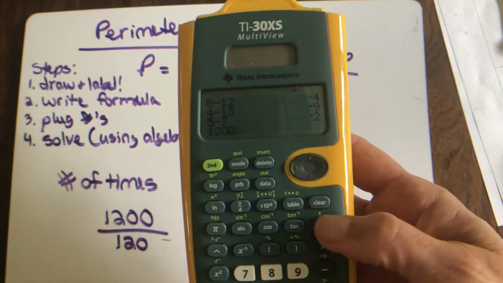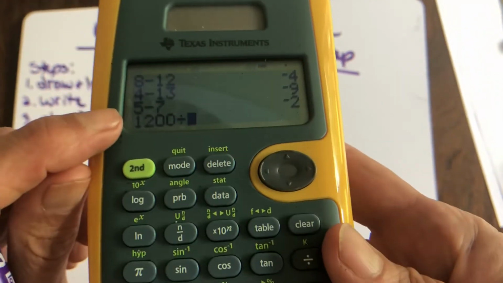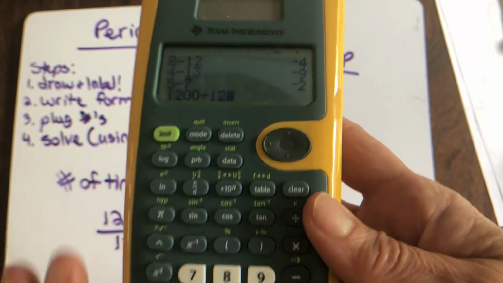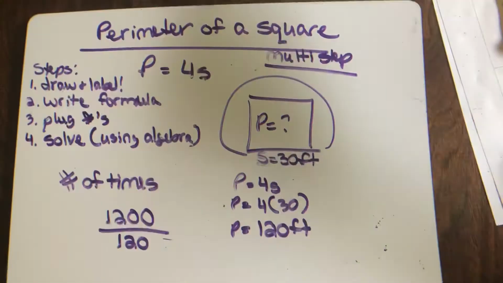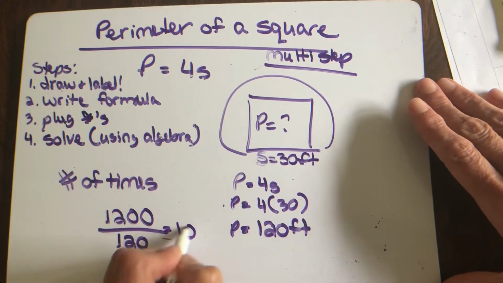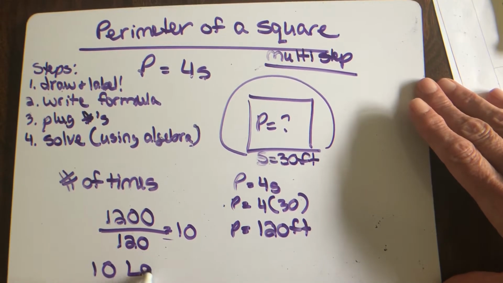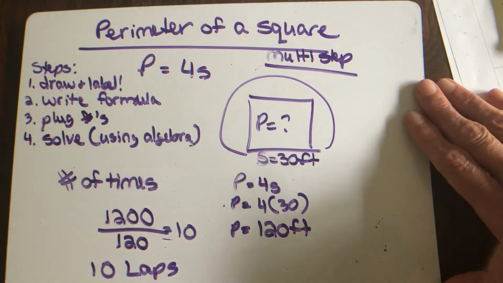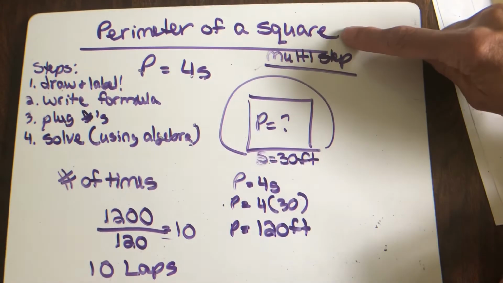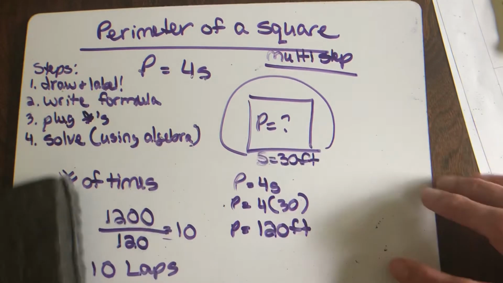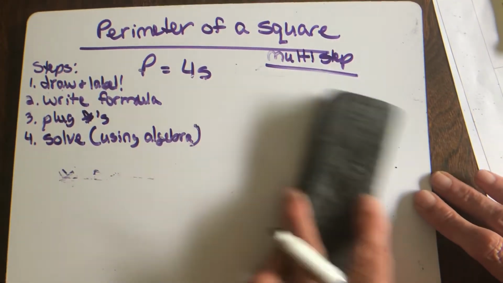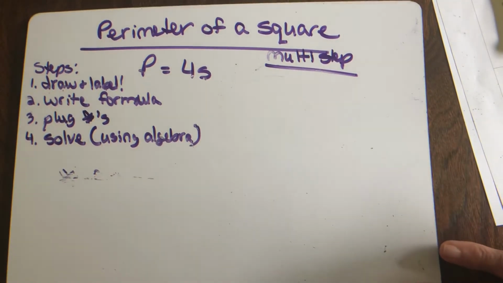So 1,200, we're not putting it as a fraction. 1,200 divided by 120 is 10. How many times does the car need to go? So we need to go 10 laps. So that's one of those. It's really not a hard problem, but it was kind of buried in the problem. You had to think it through to figure it out. Now let's go on to another one.